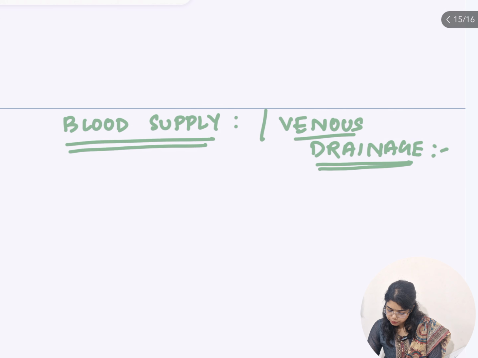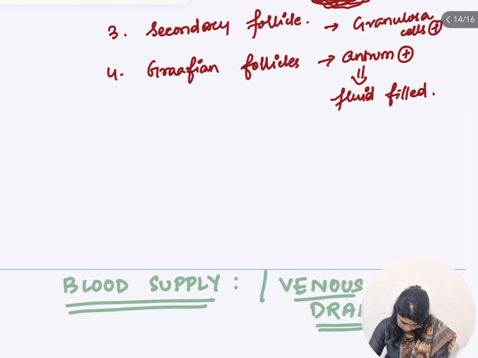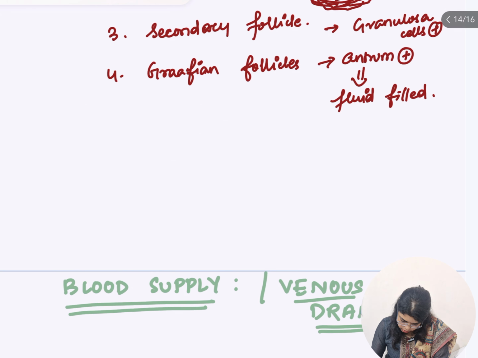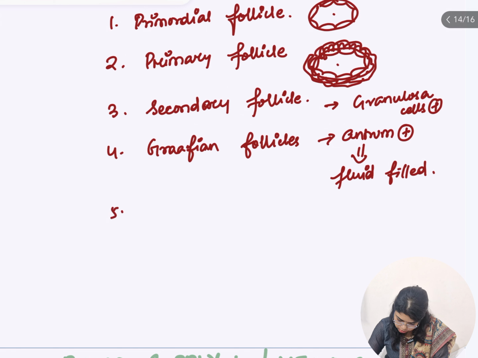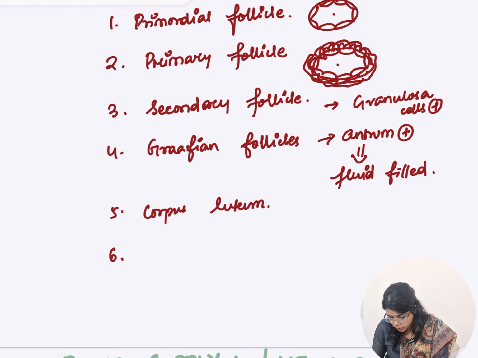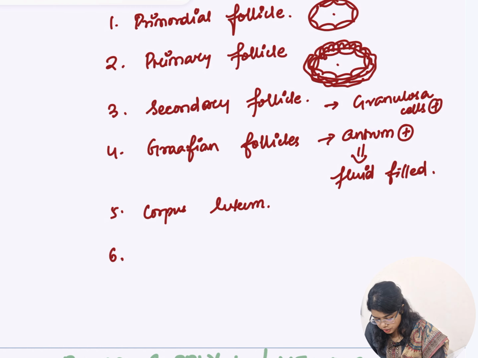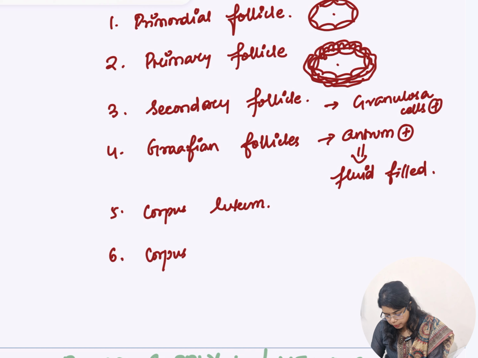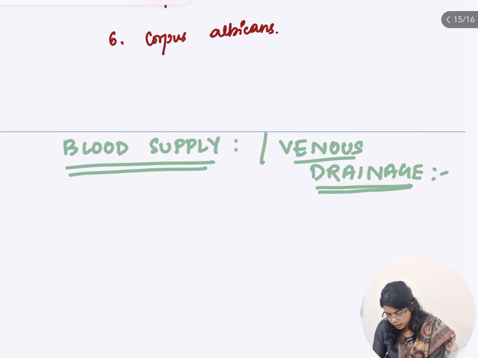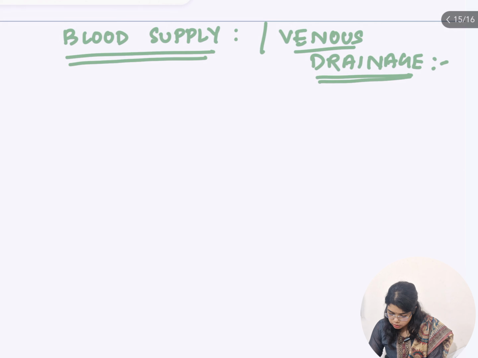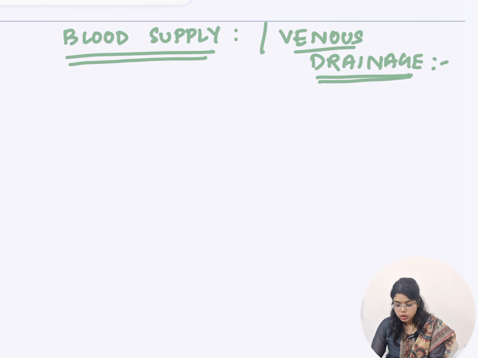Next, you can also write about the corpus luteum and corpus albicans. These are also part of the cortex. Okay. Corpus luteum, and when it degenerates due to withdrawal of progesterone, as fertilization has not occurred, it is corpus albicans. Okay.